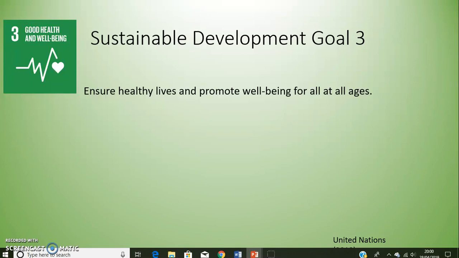Sustainable Development Goal 3 is to ensure healthy lives and promote well-being for all at all ages. As well as covering other health-related issues, Sustainable Development Goal 3 addresses the suffering and health issues related to reproductive, maternal, newborn and child health.